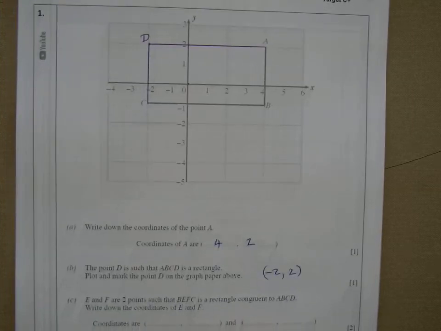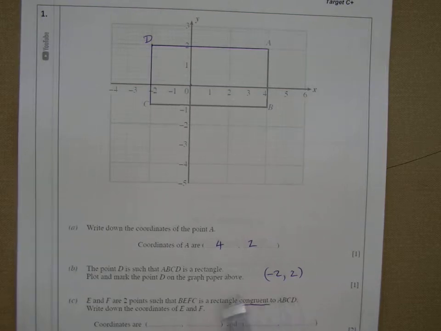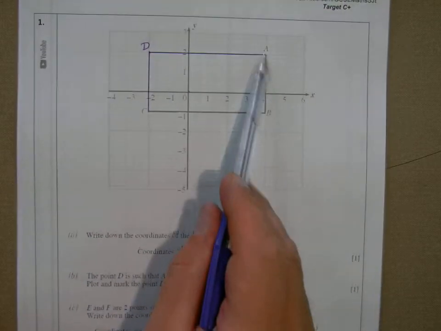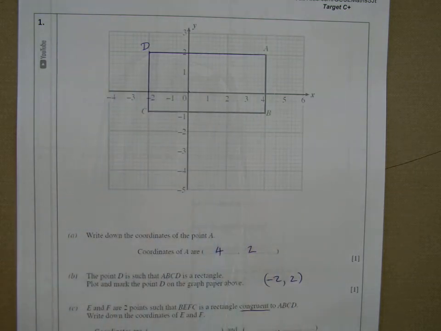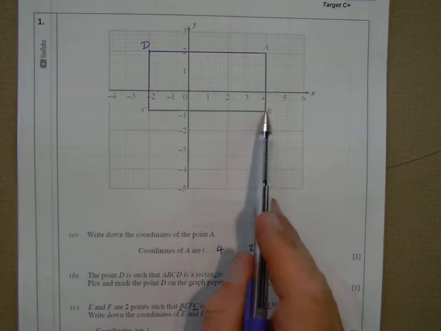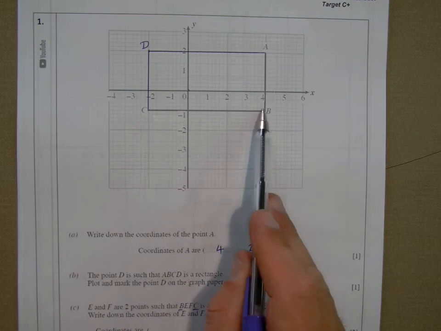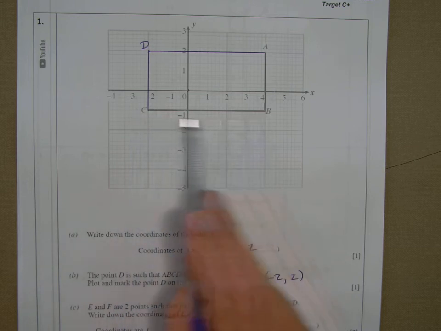Part C then, it says E and F are 2 points such that BEFC is a rectangle congruent to ABCD. That word congruent literally means the same. So we've got a new rectangle, BEFC, and it's the same as ABCD. So if you look at ABCD there, we want a rectangle which is identical to this, same size, same area. The rectangle will be called BEFC. If you notice, it's got the letters B and C in it, so we need to have B and C as corner points or vertices of my new rectangle. So in fact, that's going to be a side of the rectangle.